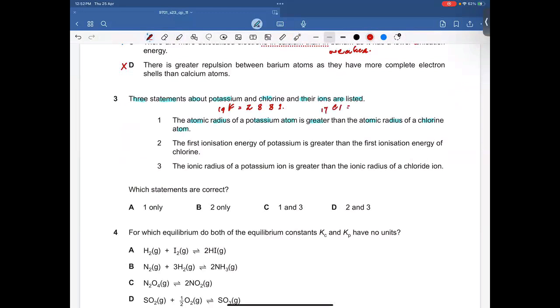So if we configure it, it's going to be 2, 8, 7. So it has 3 shells. Potassium has 4 shells, which means it has a bigger radius than this one. So the first is going to be the right statement.